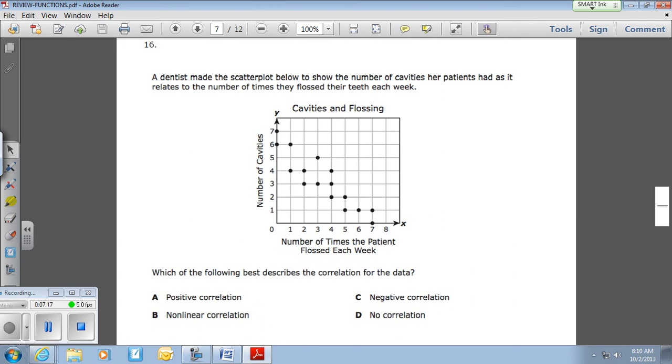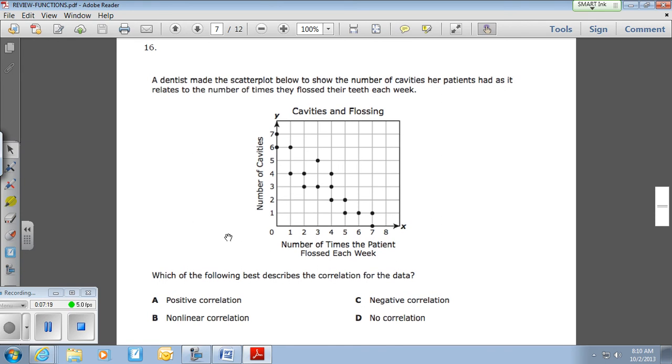All right, let's look at number 16. A dentist made the scatter plot below to show the number of cavities her patients had as it relates to the number of times they flossed their teeth each week. Hopefully your teeth are really, really healthy and you're flossing. Yeah, right. Anyway, so this scatter plot shows the number of cavities the patient had as it relates to the number of times they floss. So this dentist wanted to see a comparison. Number of cavities versus the number of times the patient flossed.